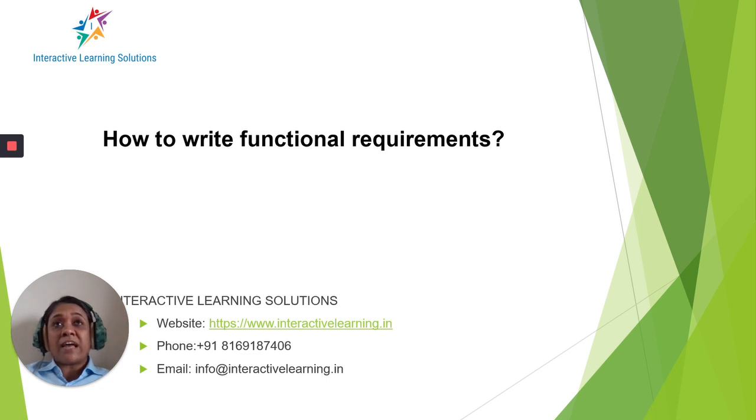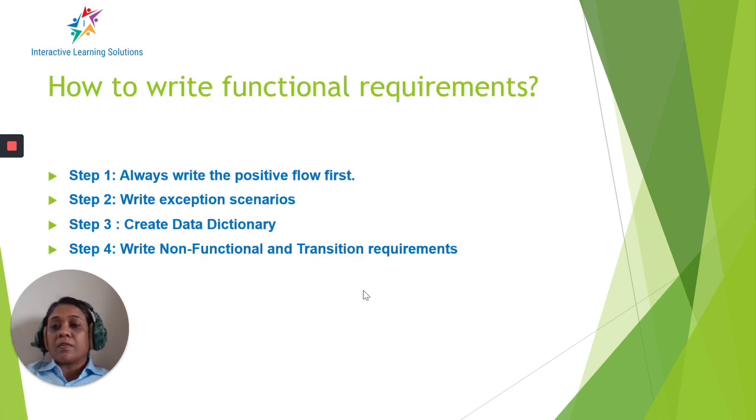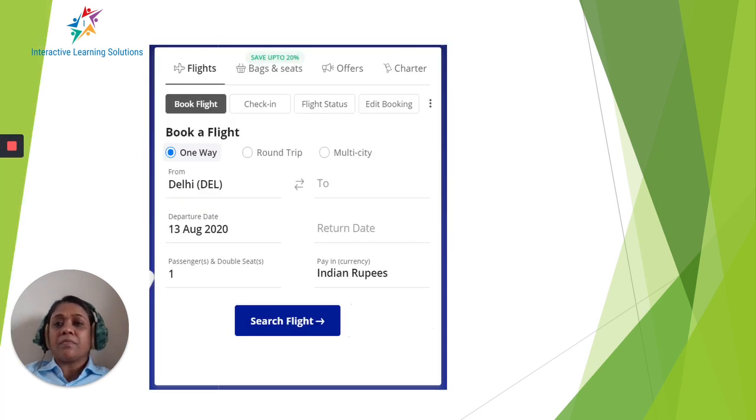For ease of understanding, I have broken down the entire process into 4 simple steps. Let's take a look at those steps. Step 1 says always write the positive flow first. Step 2 says write your exceptional scenarios later. Step 3 says create data dictionary. Step 4, write non-functional and transition requirements. Now we'll see all these steps with the help of an example.